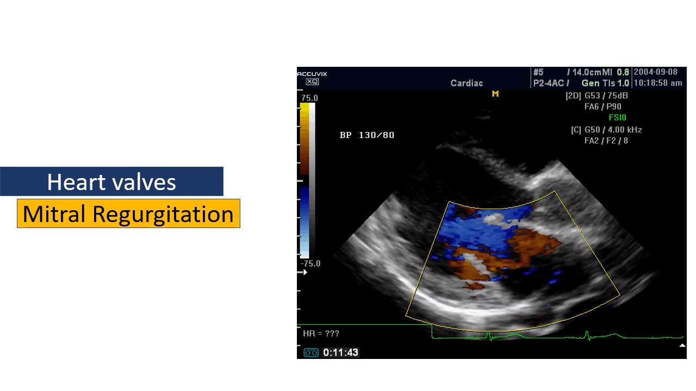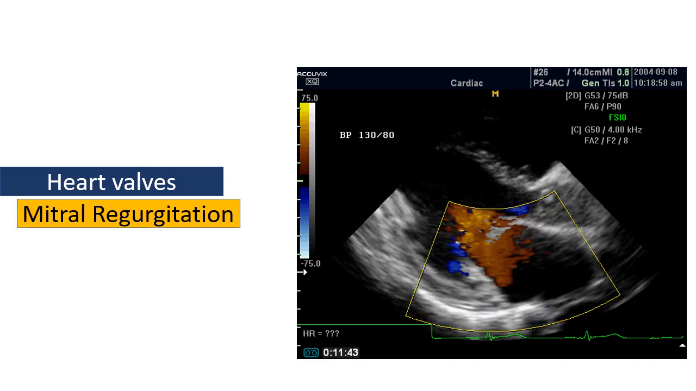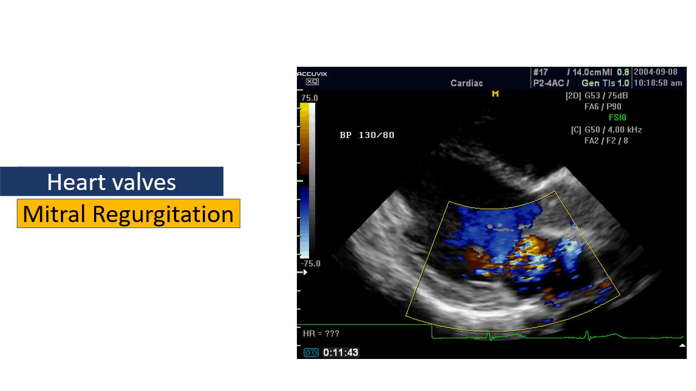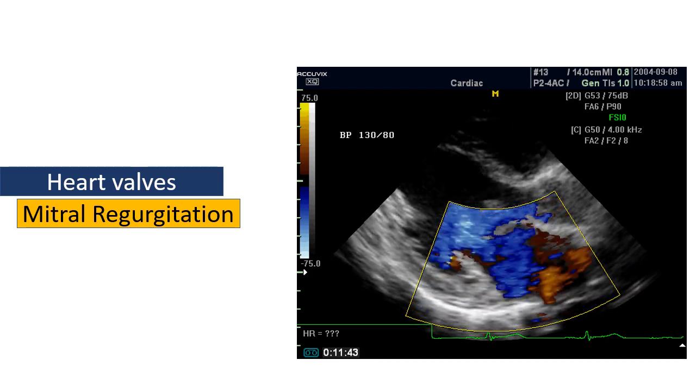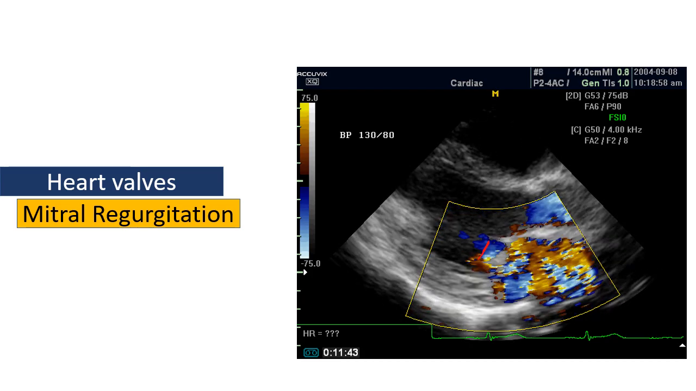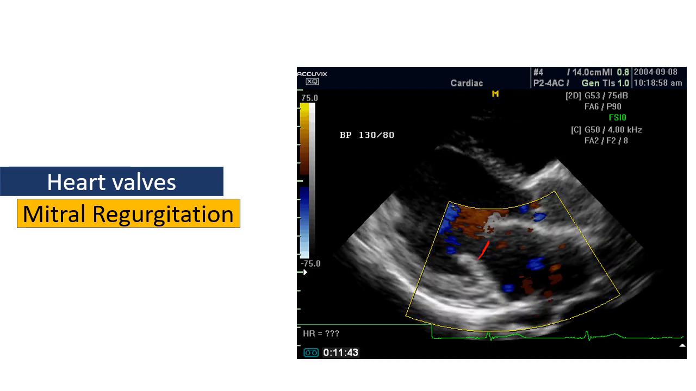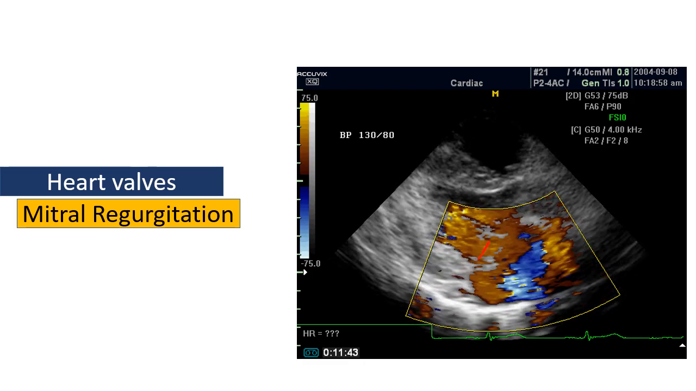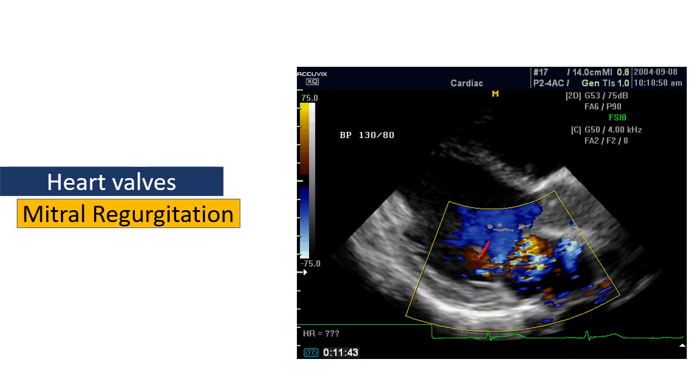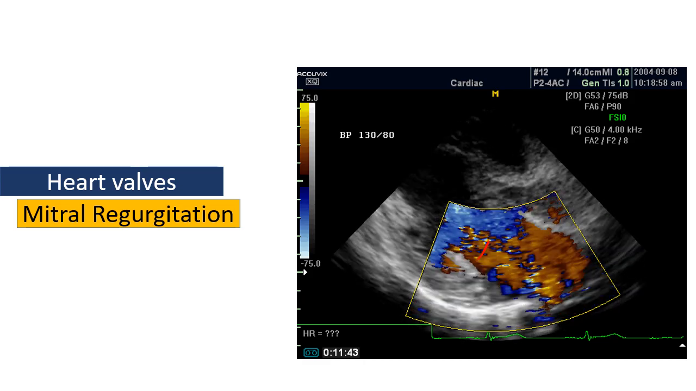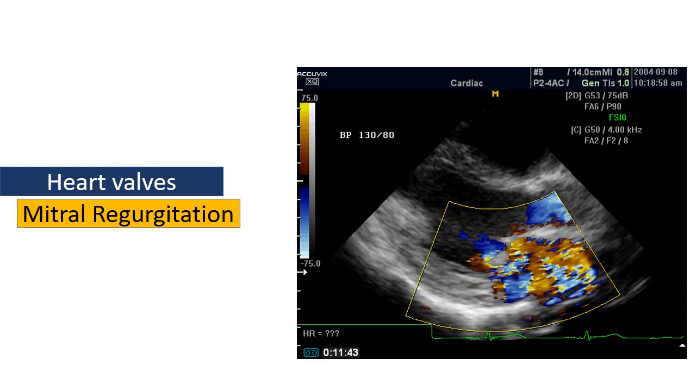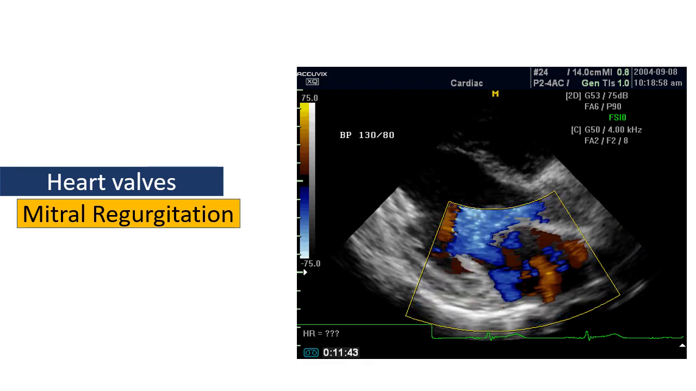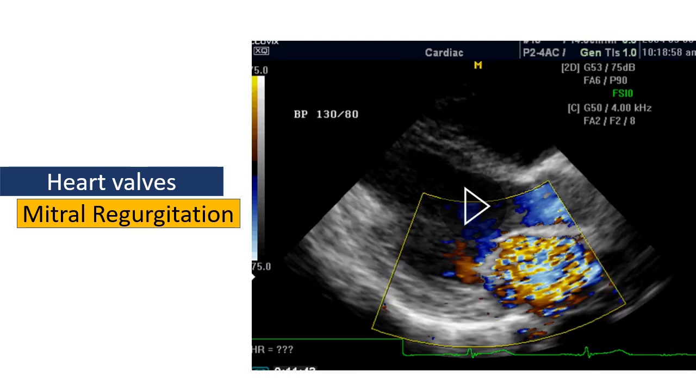You can quantify also the mitral regurgitation by measuring the vena contracta, by measuring the width of the turbulent blood flow in the parasternal axis view, and if it's more than 0.7, this means that there is severe mitral regurgitation. This is one method to quantify the mitral regurgitation. Otherwise, you have to comment on the mitral regurgitation severity by the color Doppler.